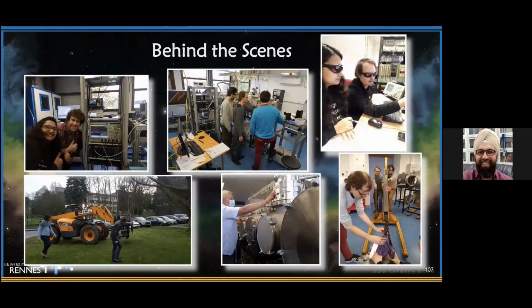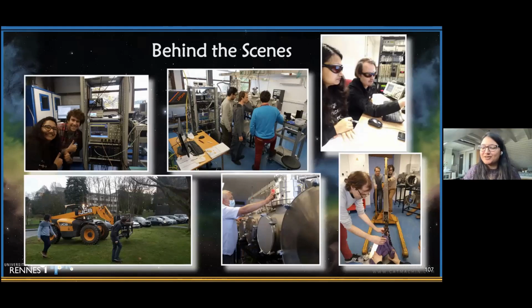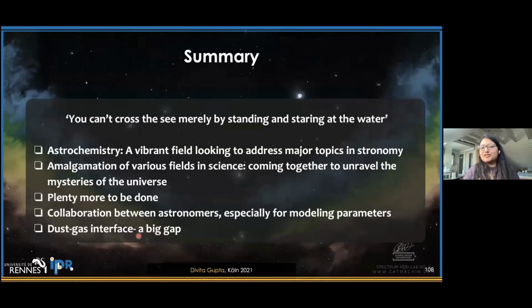Okay, so with that, I will end my talk with just some behind the scenes pictures of a work in progress, especially because it was a setting up project as well. The excitement over here when you have some first time signals, and also using cranes because you have to move the different lasers. So to summarize, astrochemistry is a very vibrant field, and it kind of amalgamates different fields coming together. It's both physics, chemistry, and sometimes even astrobiology, which I haven't even talked about at all. And there's plenty more to be done. A lot of collaboration is needed. And like I said, there's some gap over here, which I wanted to highlight as well.